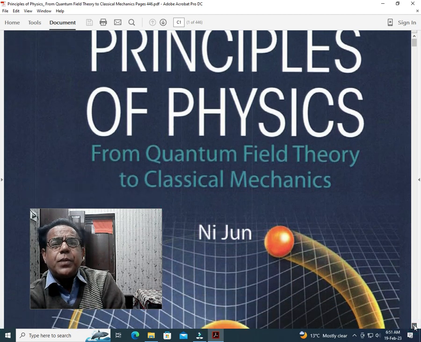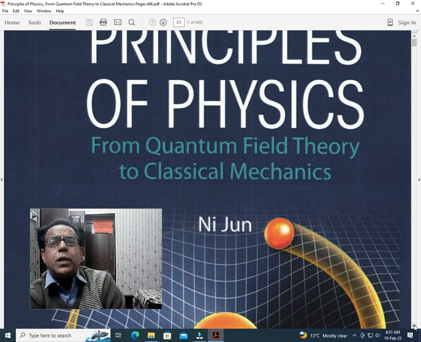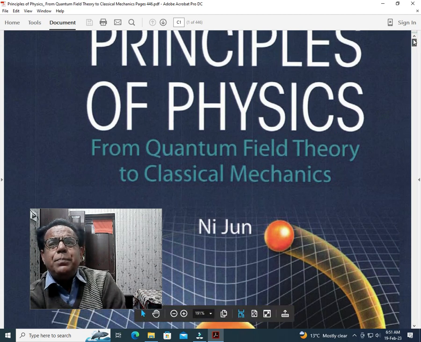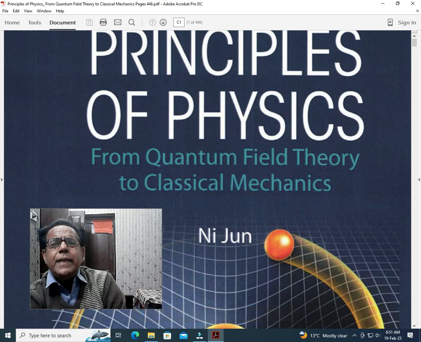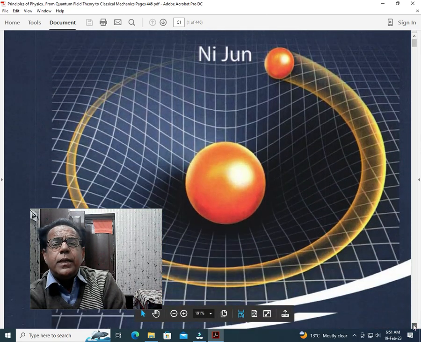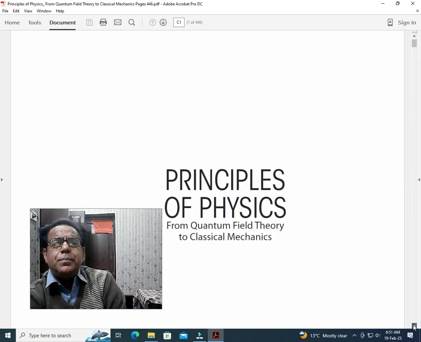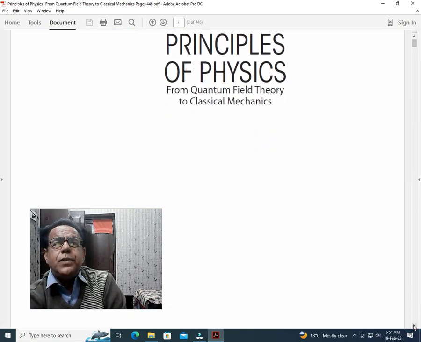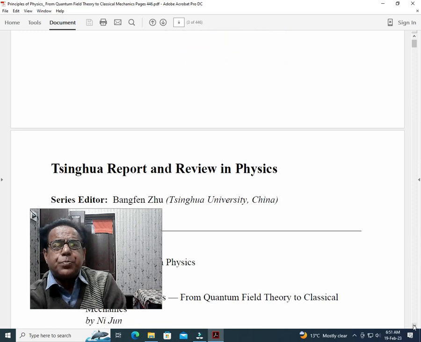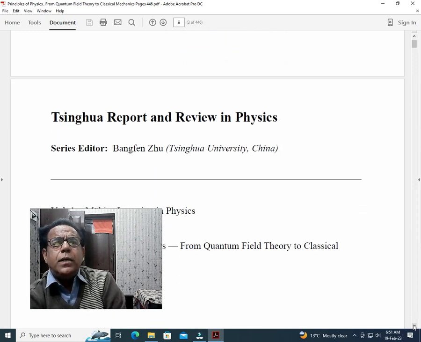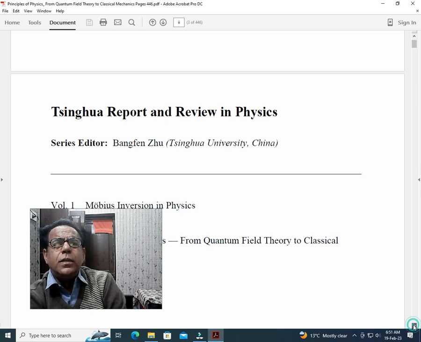Principles of Physics: From Quantum Field Theory to Classical Mechanics. Ni Jun, N-I-N-J-U-N. So the starting word may be of a publisher and this name may be of the author. World Scientific is its publisher. Principles of Physics: From Quantum Field Theory to Classical Mechanics. Tsinghua Report and Review in Physics.